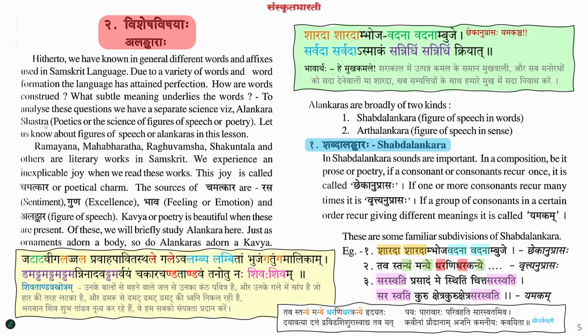Alankara Shastra. Okay, so in Kavya Shastra, Alankara Shastra is a subtext under Kavya Shastra. Alankara Shastra, poetics, is the science of figures of speech or poetry. Okay, let us know about figures of speech or Alankaras in this session. Let us know is not a plea, let us learn in that sense. Let us learn about figures of speech or Alankaras in this lesson. See, English is such a poor language. If you don't use the correct tone, the meaning goes away somewhere else.